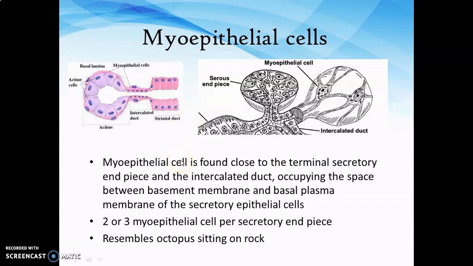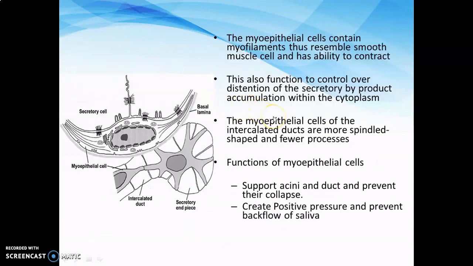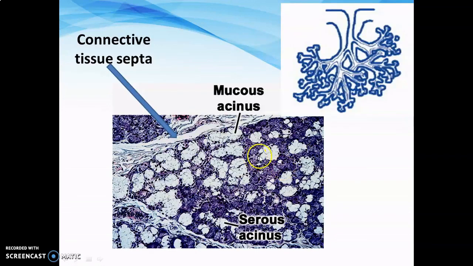Now, what is the role of these cells? Myo means muscle. So these cells contain actin and myosin intermediate filaments which have contractile property. That's why they are named so. The contraction of these cells causes the passage of saliva secreted from the acini outwards towards the duct and towards the oral cavity. And also they support the acini and the duct and prevent their collapse, create a positive pressure and prevent the backflow of saliva.